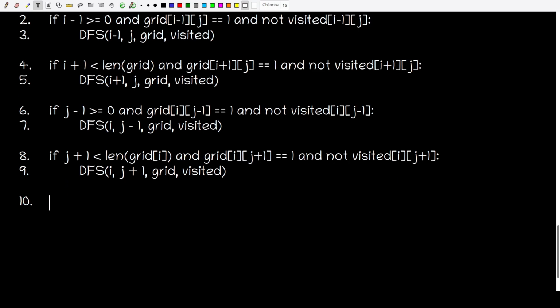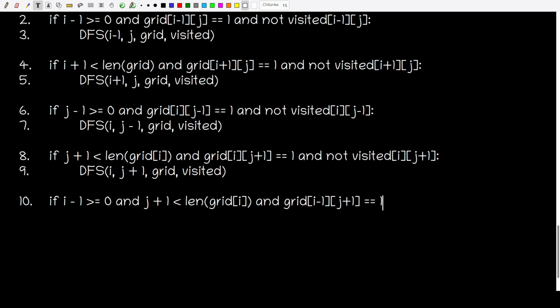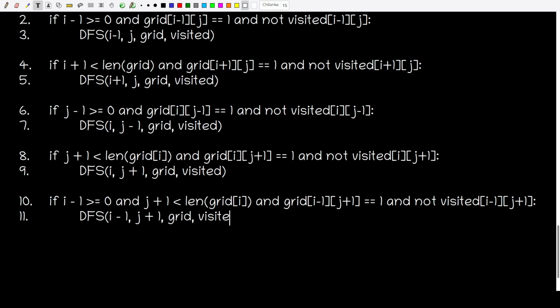So for the diagonal case, if i - 1 is greater than or equal to 0 and j + 1 is less than len of grid of i, and grid of i - 1, j + 1 equals 1, and it is not visited, then in such case we have to perform DFS over here as well. So DFS of i - 1, j + 1, grid and visited.